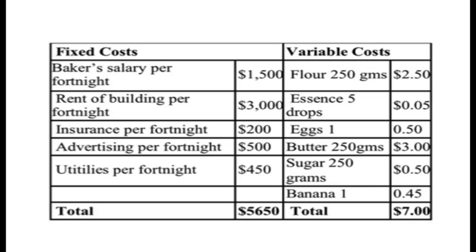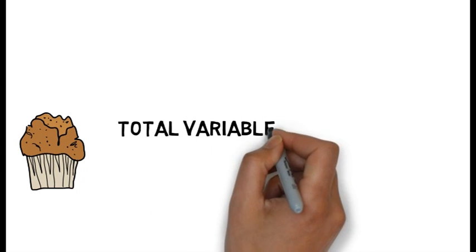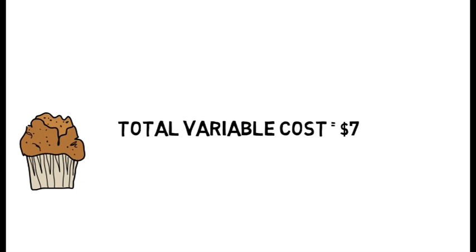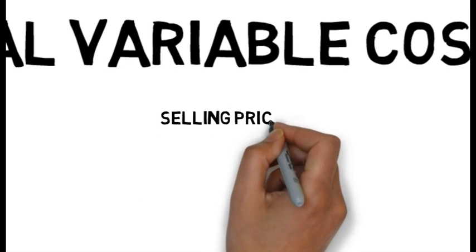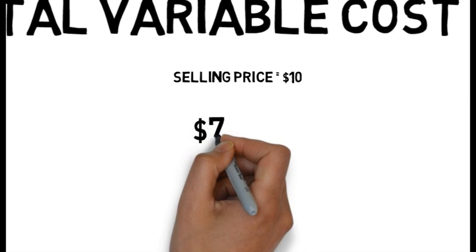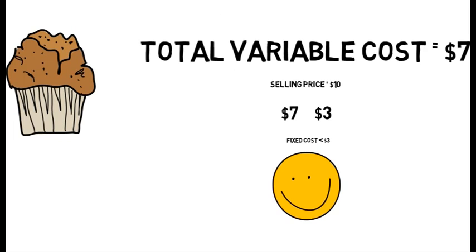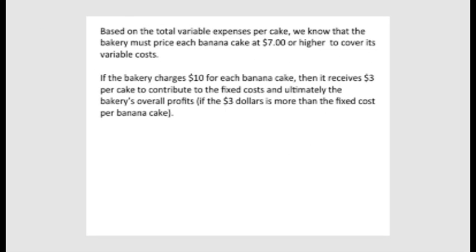The fixed cost in total is $5,650 and the variable cost in total per banana cake is $7. In the case of Marc the Chef's banana cake, the total variable cost per cake is $7. Hence, if the selling price is $10 per banana cake, Marc the baker will recover $7 of his variable cost, and he'll have an extra $3 that will contribute to the fixed cost of baking the banana cake. If the fixed cost per banana cake is less than $3, then Marc has earned a profit.